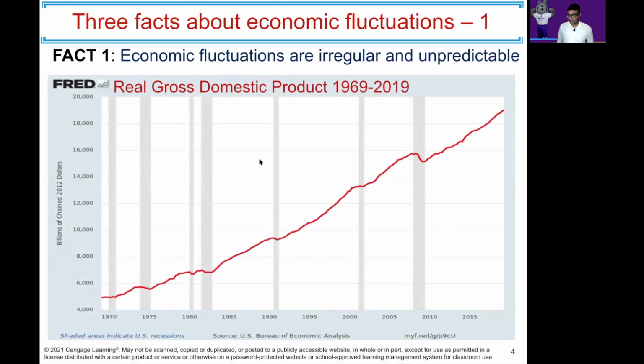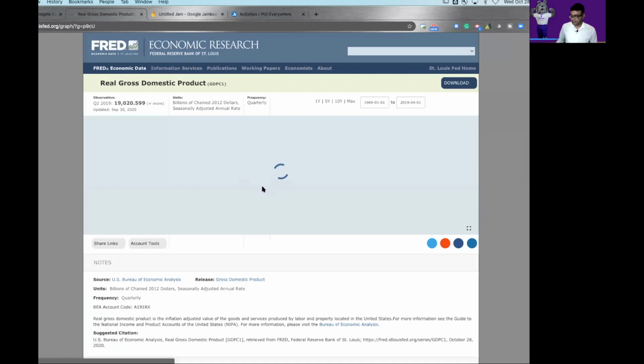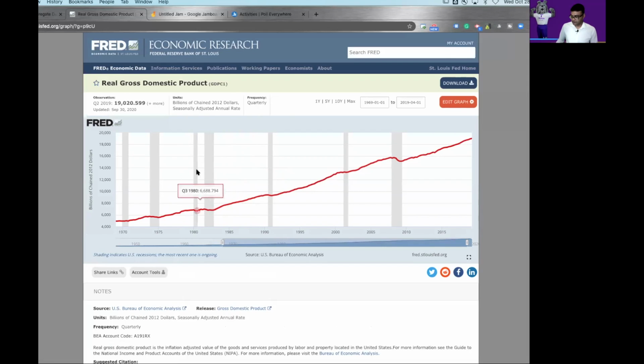Okay, so here is the graph for real gross domestic product from 1969 to 2019. And as you know, we saw it before, if you click on this page, you can see the real graph on the FRED website. Then you can edit and change it if you want to do it again. So if you need it, you can do that.